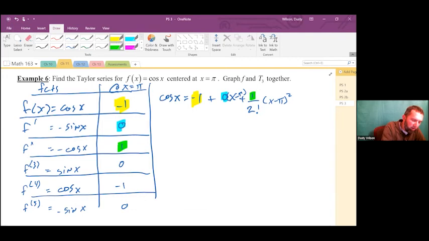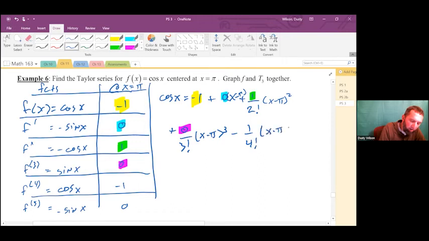And then we're going to have plus 0 over 3 factorial times x minus pi cubed. And that 0 is coming from here. And then minus 1 over 4 factorial times x minus pi to the 4th. And et cetera, et cetera. And so I think we can see what's happening here. This is going to go plus dot, dot, dot.